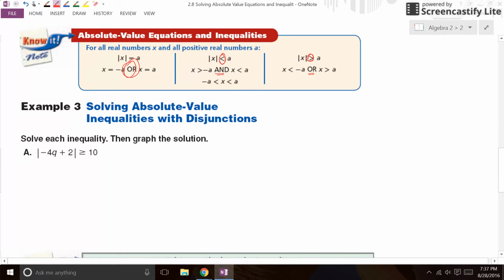Now there's one rule. You look at that once you finally get the absolute value by itself. So the absolute value has got to be alone all by itself on one side. Then you can set it up as an "and" problem or an "or" problem and solve it as a compound inequality. Now that's super important.